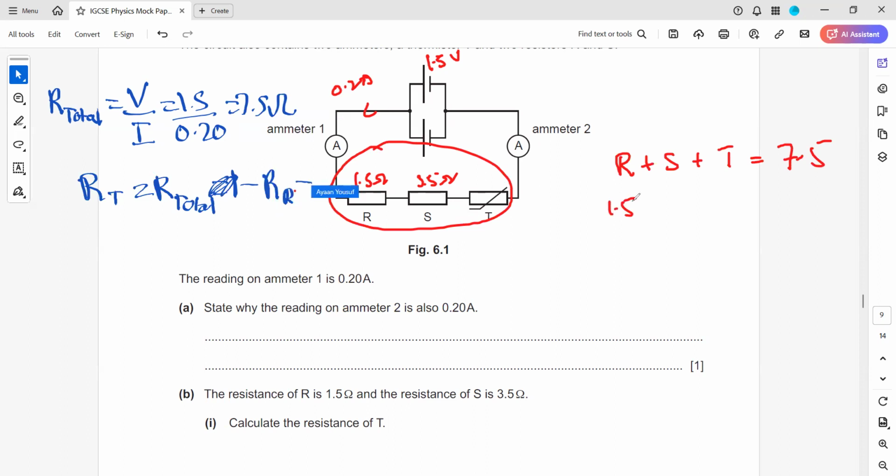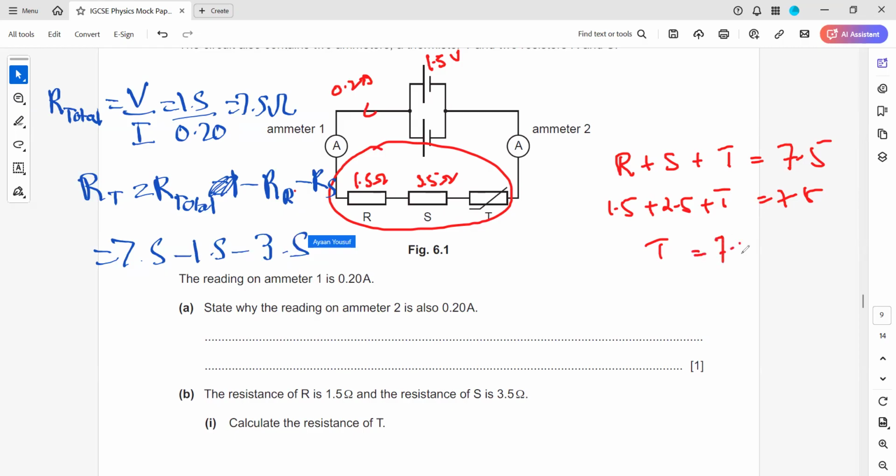So R is 1.5, S is 3.5 and T is unknown. So this will be 4 and move to the other side. So it will be 7.5 minus 4. Oh, sorry, this is 3.5, so this will be 5. Then T will be equal to 2.5 ohm. So T is equal to 2.5 ohm.